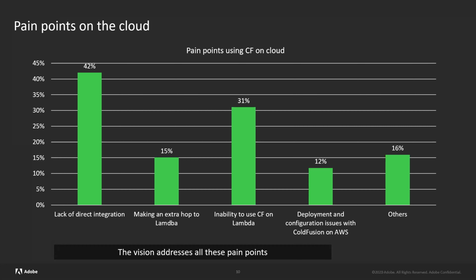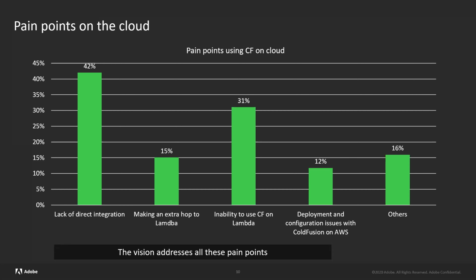So that's a pain and an extra hop happening to Lambda. That's where you see the top two pain points. One is lack of direct integration: I can't use CF for the direct integration. The second is I have to make that unnecessary extra hop to Lambda to talk to cloud services. That just doesn't make sense. Then there's the inability to use ColdFusion on Lambda, on serverless, and deployment configuration issues. These are the various pain points. So the whole idea of Stratus is to address all of these pain points.